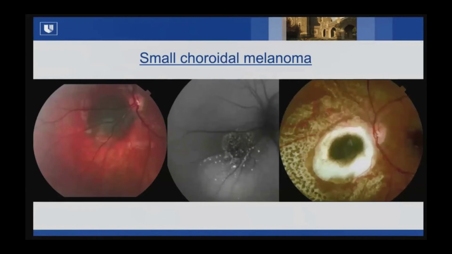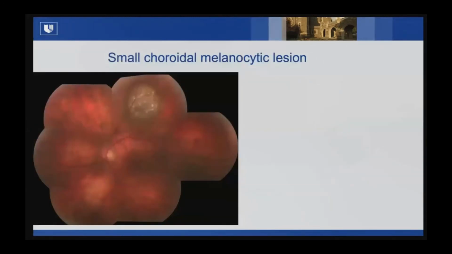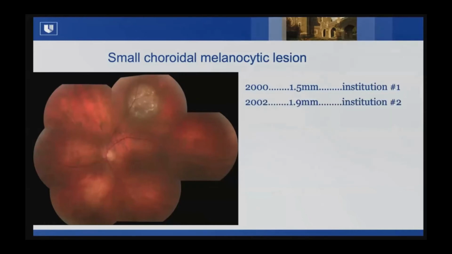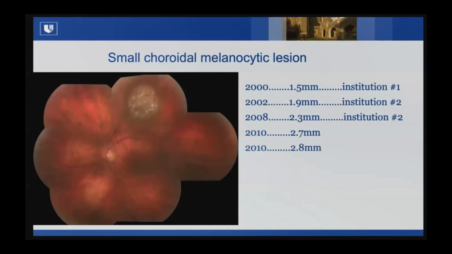This fundus photograph is a montage image of a 60-year-old gentleman where we can see this melanocytic lesion with drusen all over it. This patient was followed in institution number 1 starting in the year 2000. The lesion showed at institution number 2 a possible growth on ultrasound. In 2008, on the same institution, it grew. And we saw this patient in 2010 when we measured 2.7 millimeters, about the same in the same year.